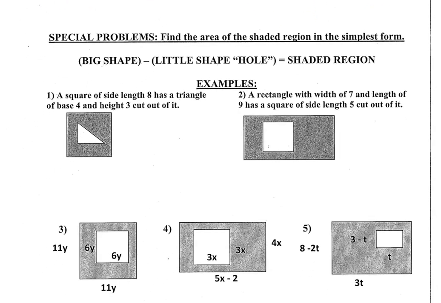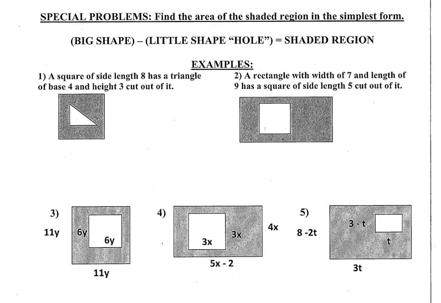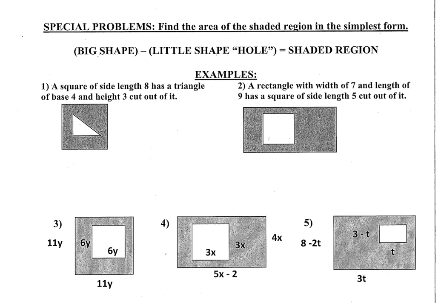All right, now, a special kind of test question is these find the area of the shaded region. All right, so with these kinds of questions, you're going to be following the format of the area of the big shape minus the area of the little shape, or the hole, and that'll give you the area of the shaded region. So let's go ahead and do one of these. In this first one, we have the area of the square with a side length of 8, which means we're going to have 8 and 8. And the triangle has a base of 4 and a height of 3.